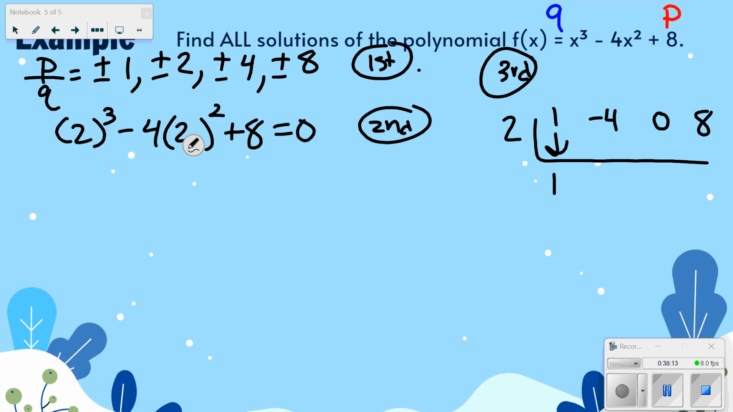Alright, so going through your synthetic division, bring down 1, multiplying it by 2, now adding -4 and 2, and then cycling back through. So multiplying by 2 to give you -4, adding the 0, and then lastly, we end up with a remainder of 0, which checks, right? We already knew that it was a solution, so we were like, okay, I'm on the right track. I'm doing something right. And what do 1, -2, and -4 tell us? What do those values tell us?